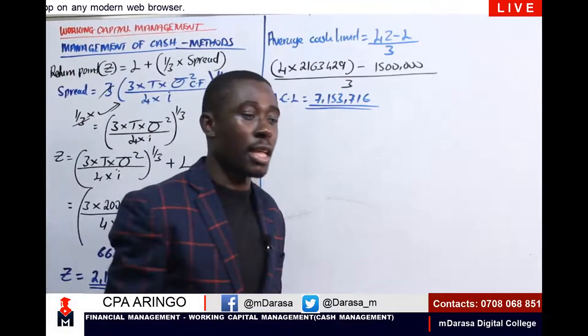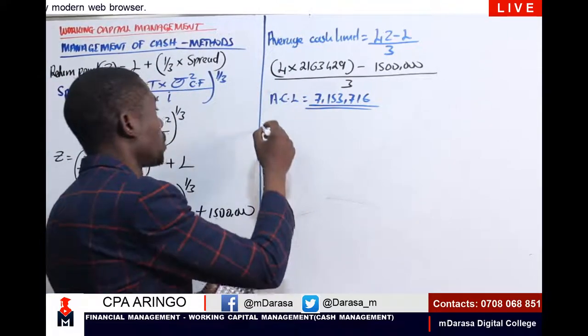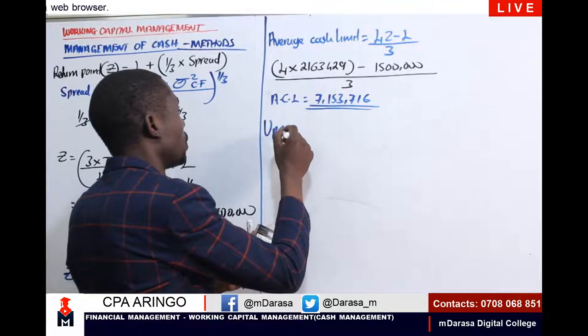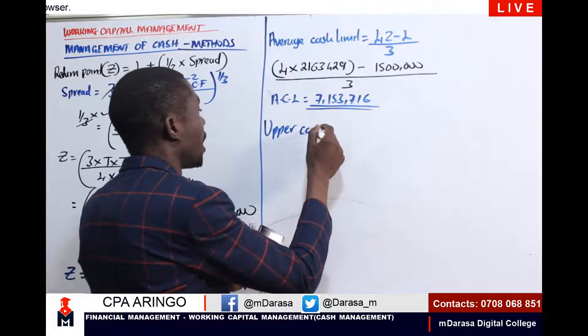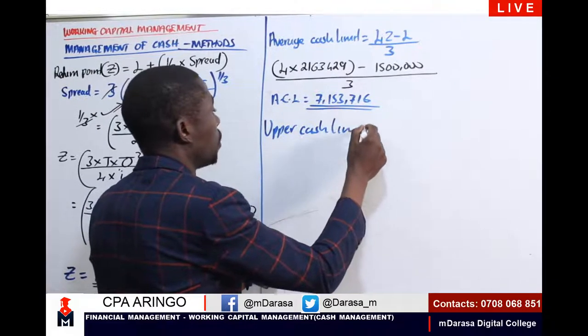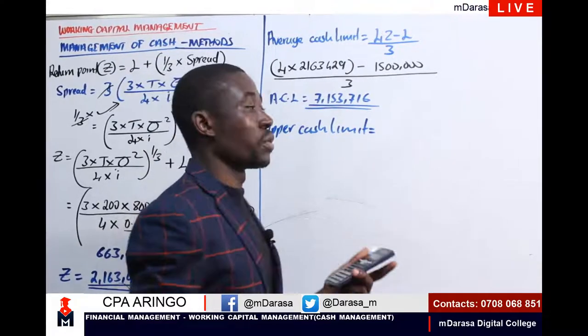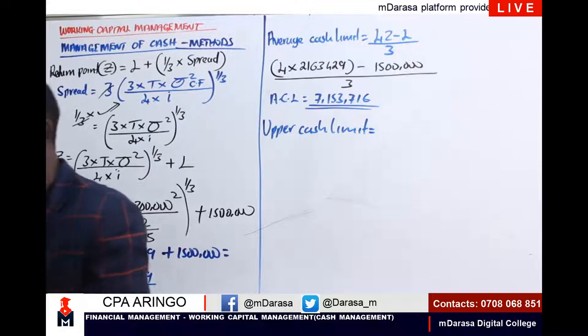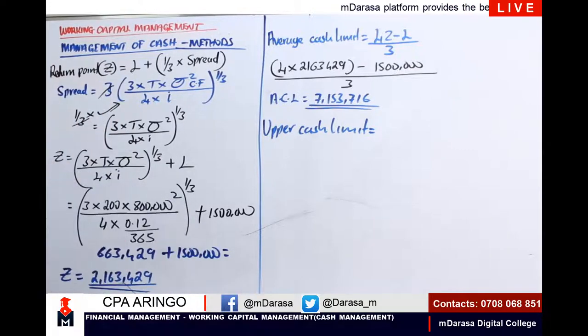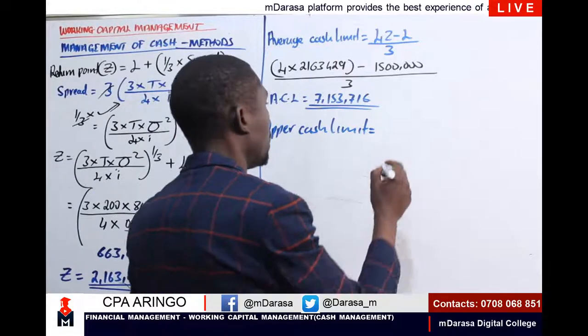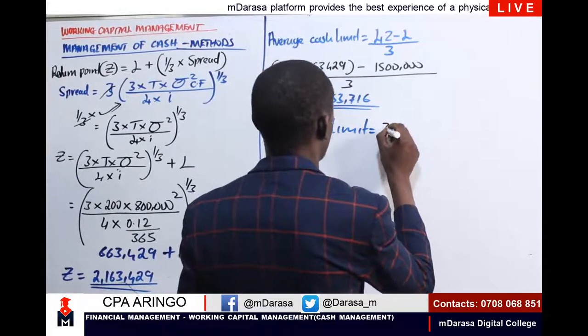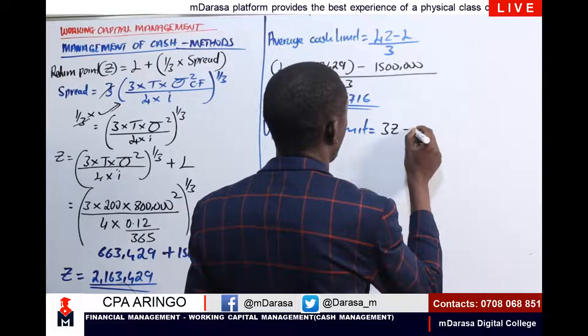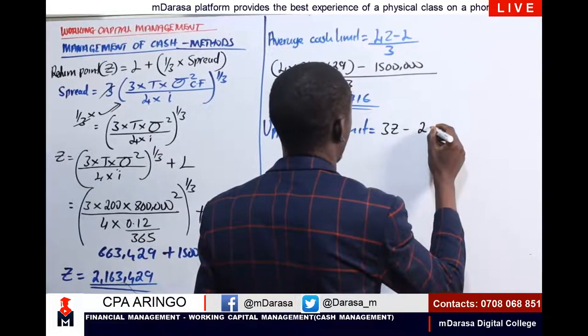After that case, the other key element the examiner wanted us to compute is the upper cash limit. Which I know by now we are expert on this. Because for us to determine our upper cash limit, that will be simple. I'll just be taking 3 times z minus 2l. So I'll just be taking 3z minus 2l here, right?